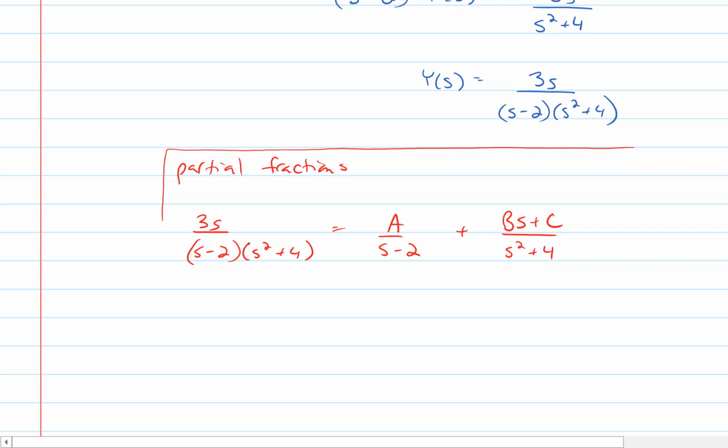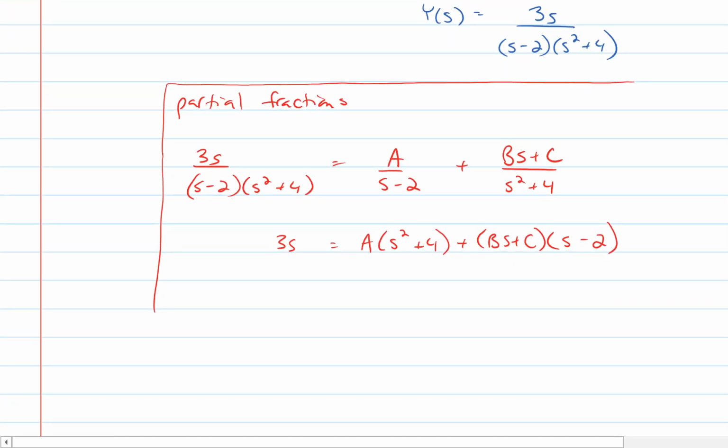And multiplying both sides by the common denominator will give us that 3s is equal to A onto s squared plus 4 plus Bs plus C onto s minus 2. Now you have a couple of options here. Let me rewrite the left-hand side as 3s, not 35. You have a couple of options. I'm going to just choose a couple of nice values for s, but you could also expand the right-hand side and then collect like terms and match coefficients.